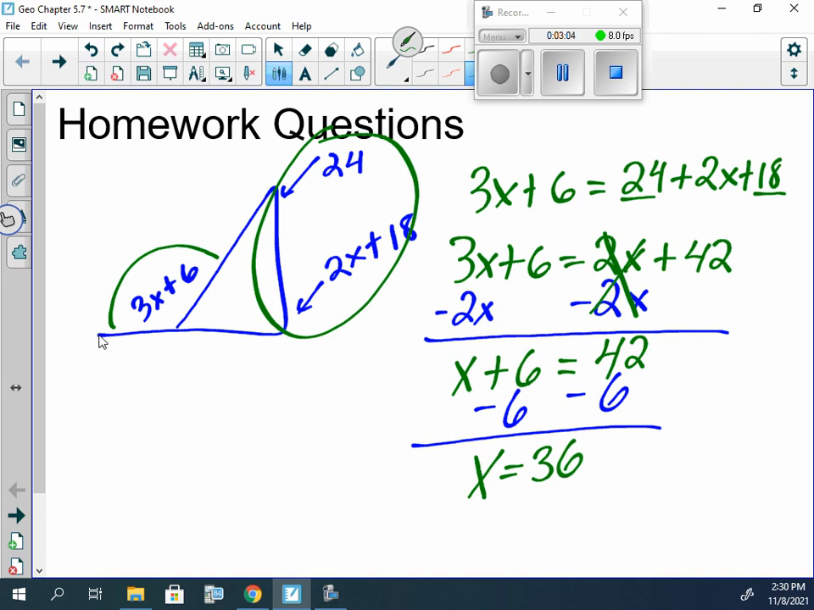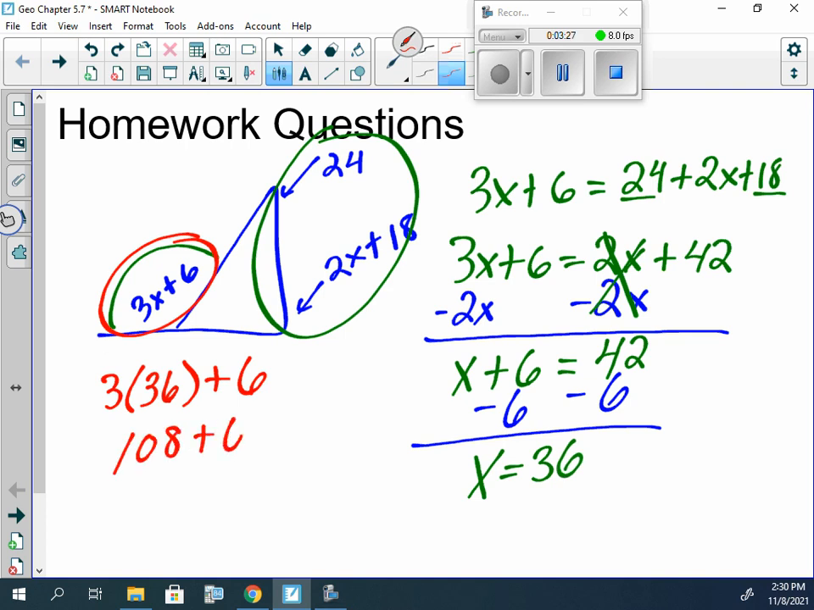Now, I believe the problem asks to find the measure of the exterior angle. So x is 36, but the angle itself is 3x plus 6. So 3 times 36 plus 6. We need to plug it back in. 3 times 36 is going to be 108. Plus 6 would give us 114. So that would be the answer.